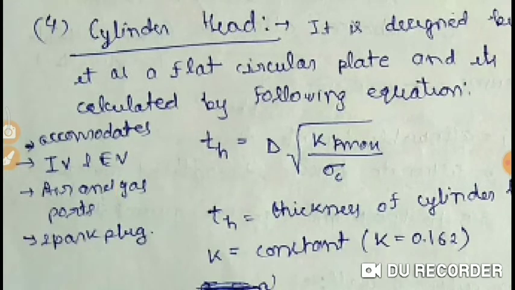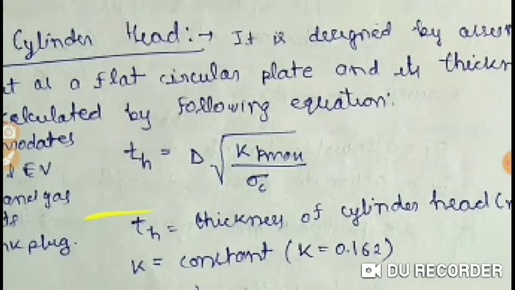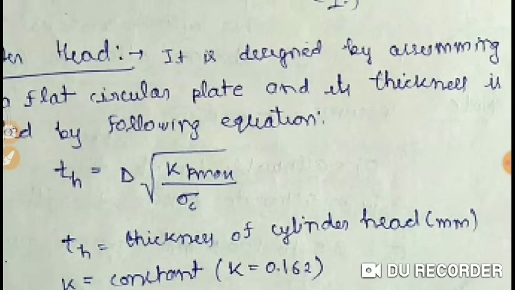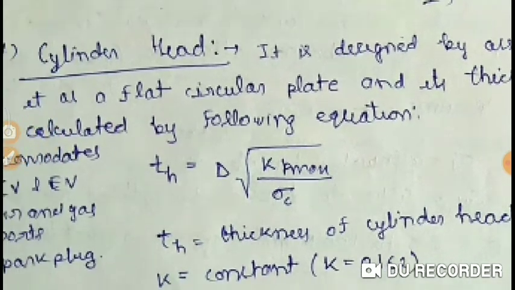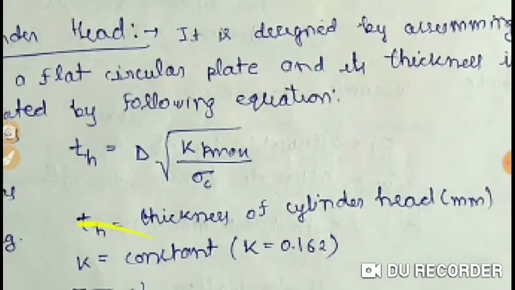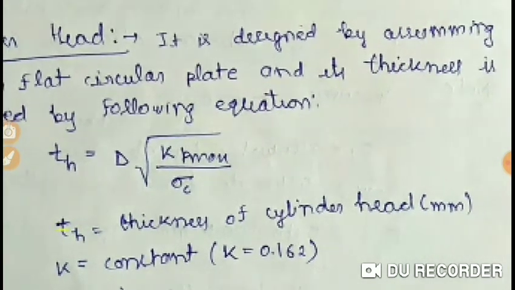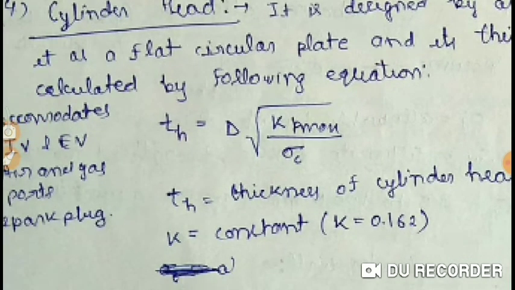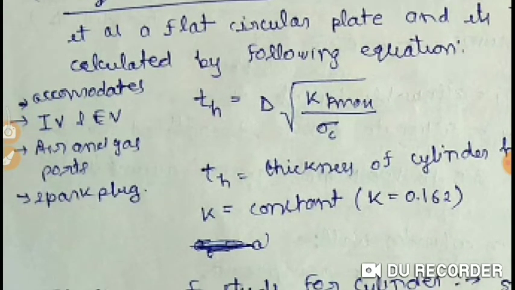Okay, so now next is the cylinder head. It is designed by assuming it is a flat circular plate, and its thickness is calculated by the following empirical formula. So what is the formula? It is just like a flat plate over the open cylinder, so that's why it is taken as a flat plate.